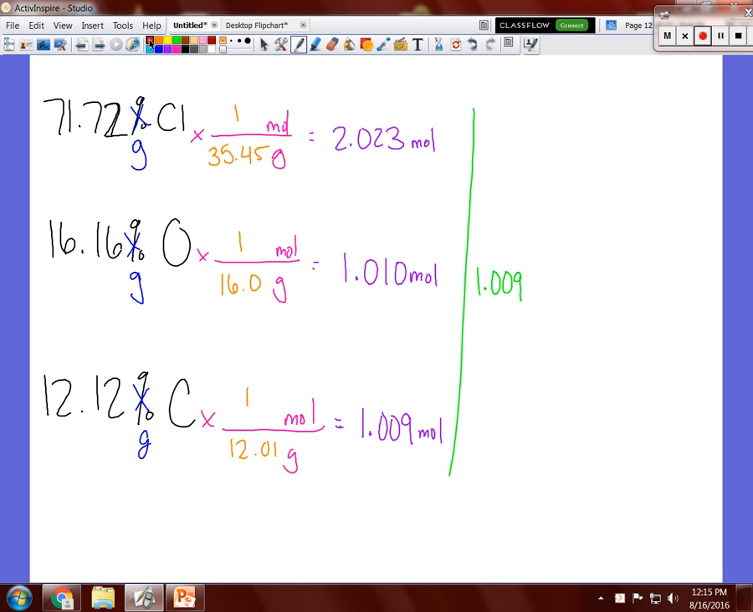So, we know that both of those are going to turn into what? That's a 1, and that's a 1. And I know you are smart enough to know that what does chlorine turn into? It turns into a 2.